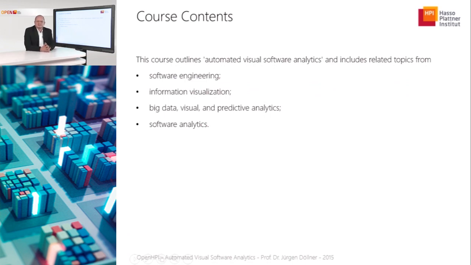This course outlines the topic and includes related fields in different disciplines. These different disciplines include software engineering on the one hand, and on the other hand, information visualization. It also includes parts of analytics, especially big data analytics, visual analytics, and aspects of predictive analytics. And finally, it covers core topics in software analytics, in specialized methods and techniques for software engineering data. So these are the four key and principal fields this course will cover.